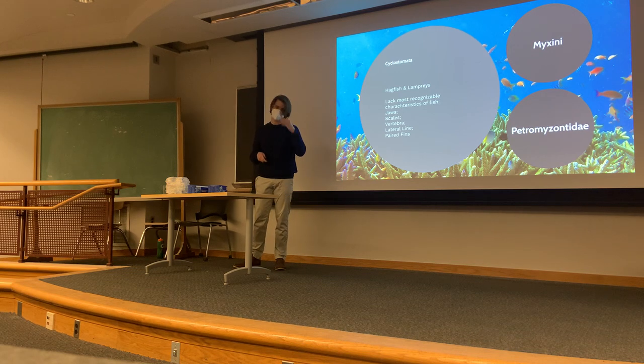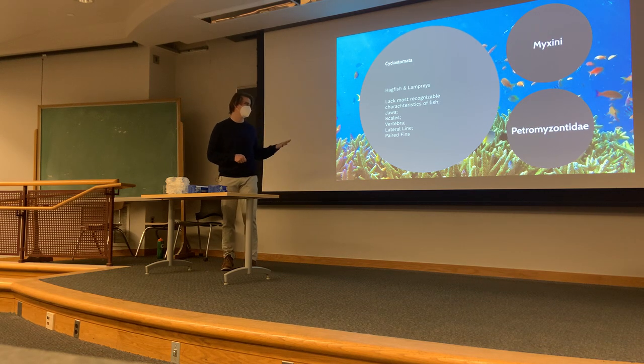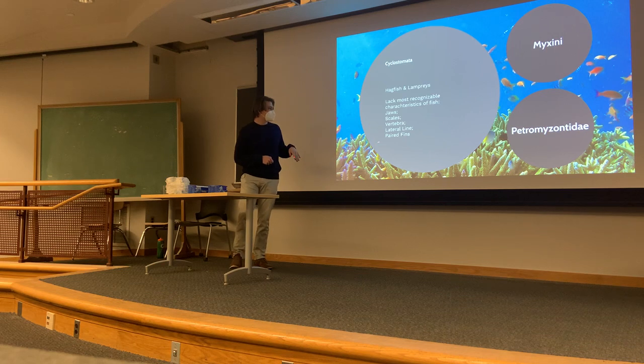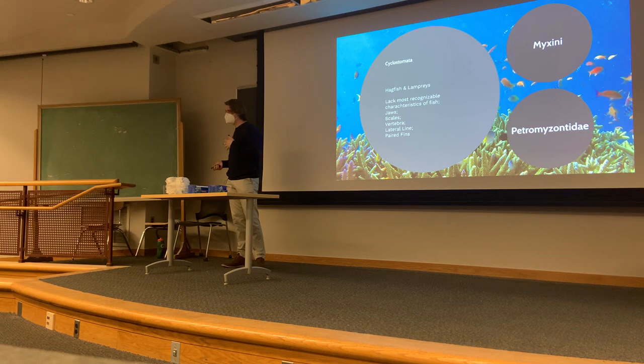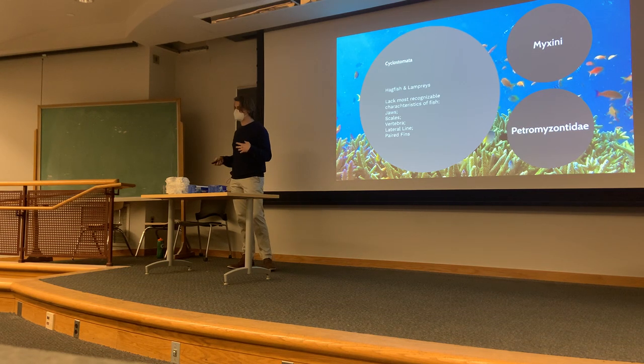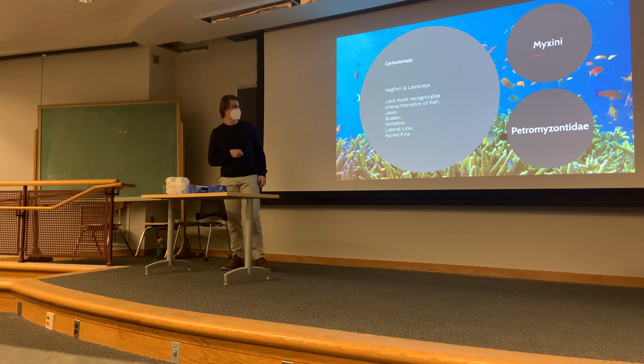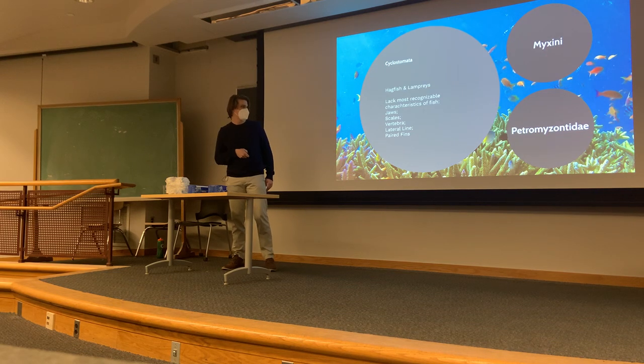If you've ever seen a Marvel TV show like Daredevil, it's kind of like that, or if you've ever watched Avatar: The Last Airbender, it's kind of similar, though not quite the same. And they're also missing their paired fins. So these are eel-like or worm-like creatures that are just a tube, more or less. And of the extant lineages that we have around us today, there are two main groups: the Myxini, which are hagfishes, and the Petromyzontidae, which are all of our lampreys.